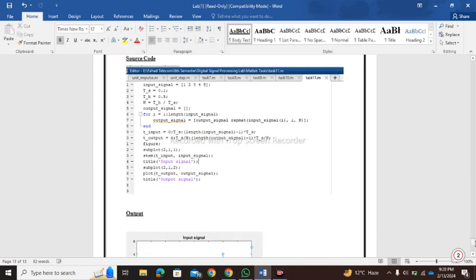The last task is about simulation of first order hold. In first order hold we use line equations, so we can define our first order hold function and, using the line equation y equals mx plus c, we can get the output graphs, and this output is showing the original signal and the first order hold signal.